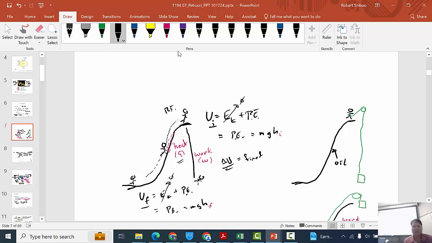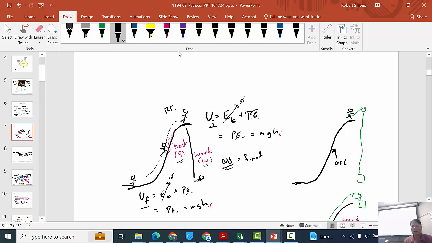Each time you go down the slide, you aren't generating the exact same amount of heat, and you aren't generating the exact same amount of work. In other words, it depends on how you go down, and that's called the path. And that's the path-dependent function.